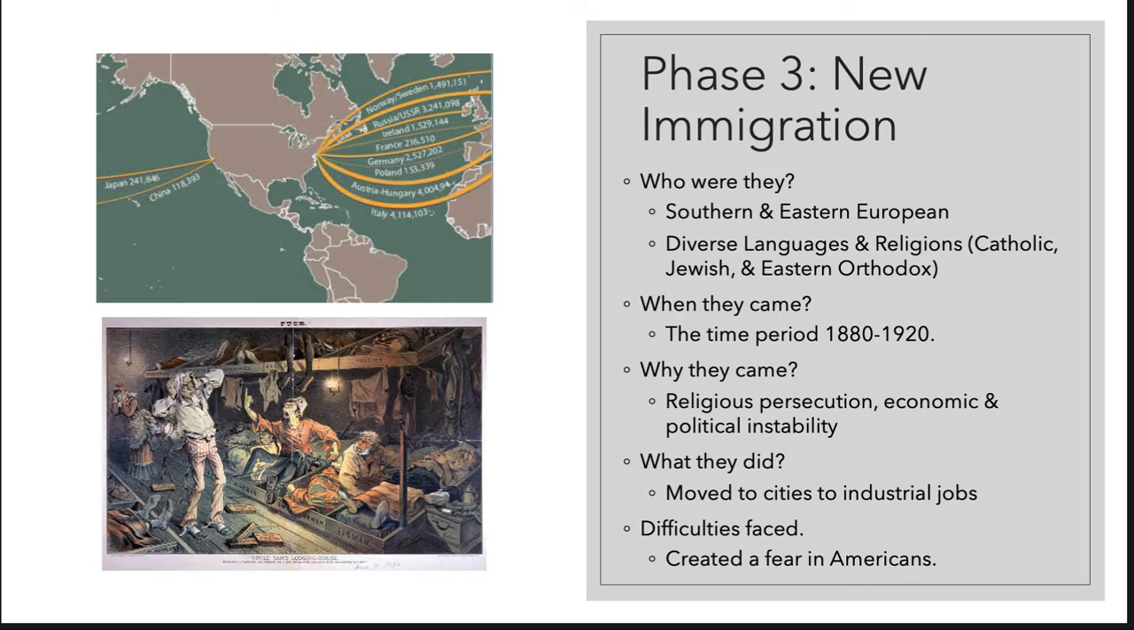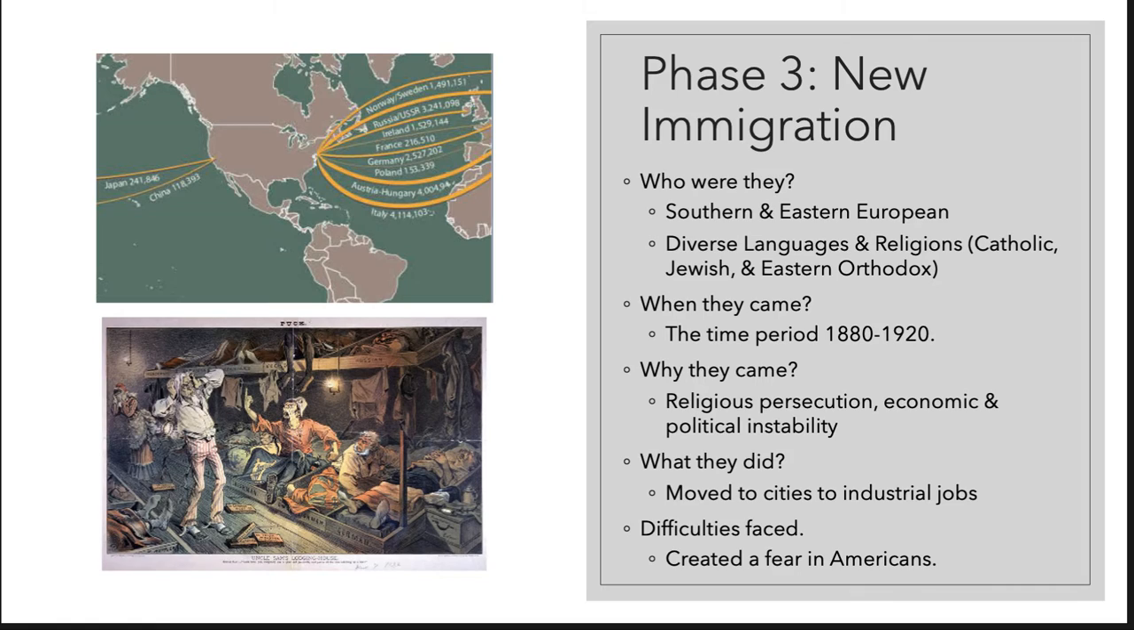The difficulties faced because of the differences in these groups of people, in religion, in language, in culture. There is going to be a fear created in Americans that offers up discrimination of Americans against this group of immigrants. Americans were afraid that they were going to lose jobs, afraid that they were going to see the American culture go away. They feared competition in this group of immigrants coming to the cities to compete for that limited number of factory jobs that they were already competing against other Americans for.